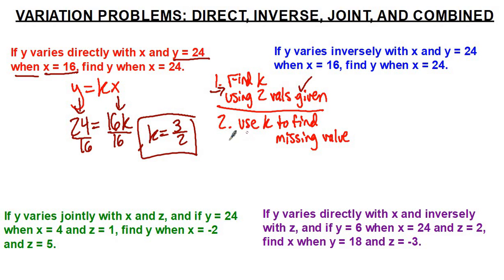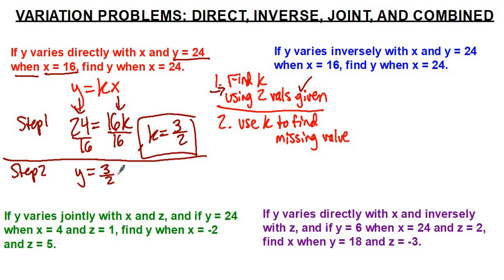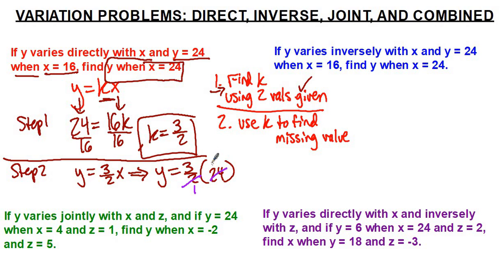We found k. We'll call this step 1. Step 2 is now we use the k back in this same equation. It was y equals kx up above, but now I'm plugging in what we found k to equal. K is equal to 3 over 2. And now we're asked to find y when x equals 24. So that means y equals 3 halves times 24. And at this point, what we can do is cancel. The 2 goes into itself once. It goes into 24 twelve times. And 12 times 3 is 36. And that's what y equals. So that's how we would solve that problem.